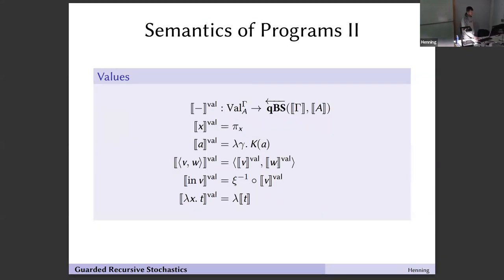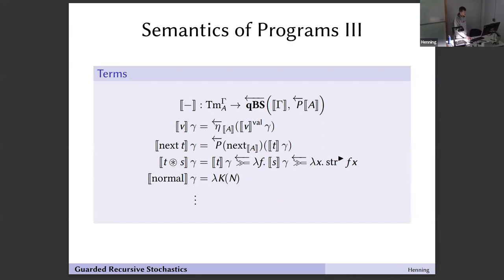And then, well, you write down the usual thing. I will not go into that now. And basically, you can now see how here the probability monad is induced, that it's strong, to do this application. In values, there's nothing happening. The normal distribution is basically just take the density function.